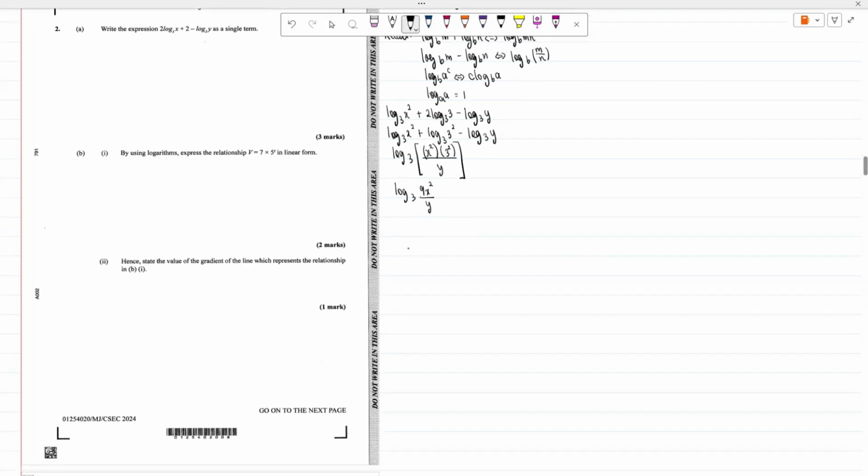All right, so B part 1. By using logs, express the relationship V is equal to 7 multiplied by 5 to the power t in linear form. So what I want to make it look like is y is equal, a variable is equal to a constant times a variable plus another constant. I believe we would have done this. Where is logs?